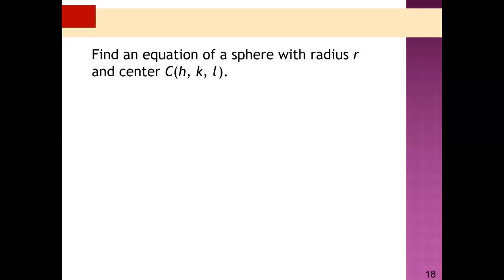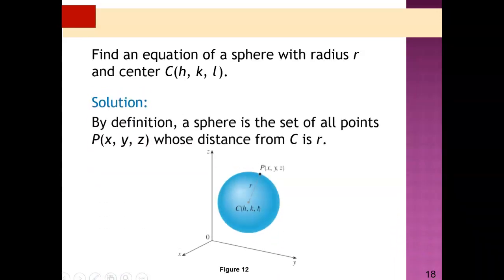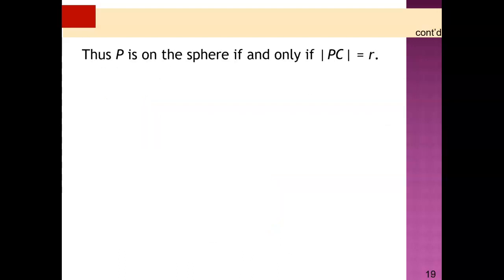Also, the equation of a circle can then be extended to 3 space to find the equation of a sphere with a radius of r and a center at the point (h, k, l). By definition, a sphere is the set of all points whose distance from P to C is the radius r. Thus, P is on the sphere if and only if the distance between P and C is equal to the radius.